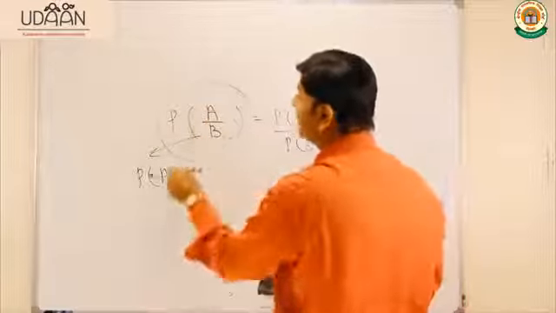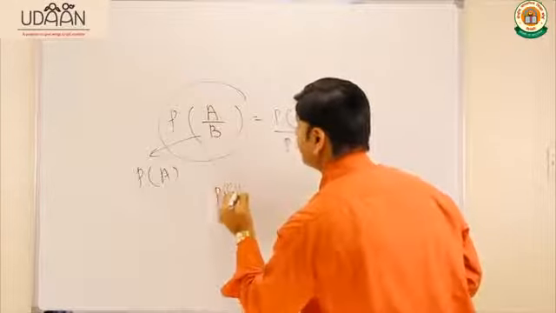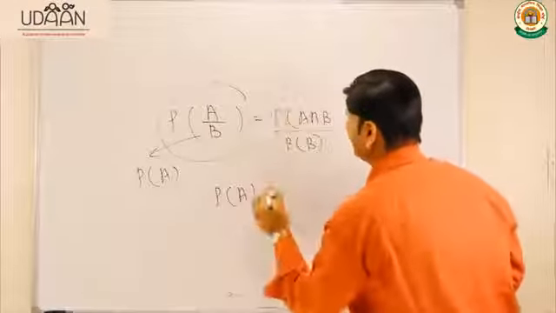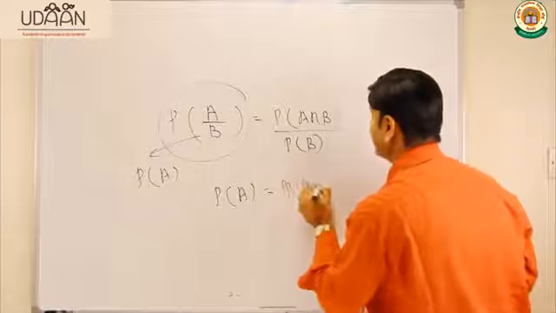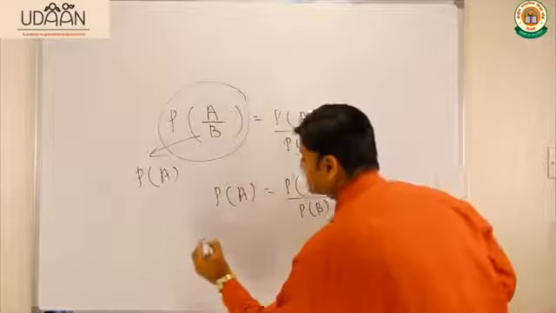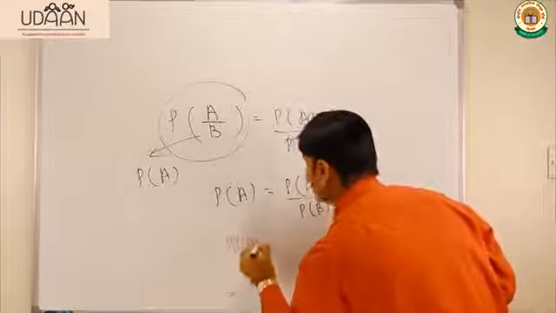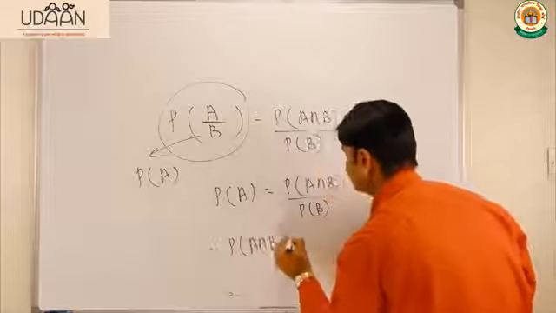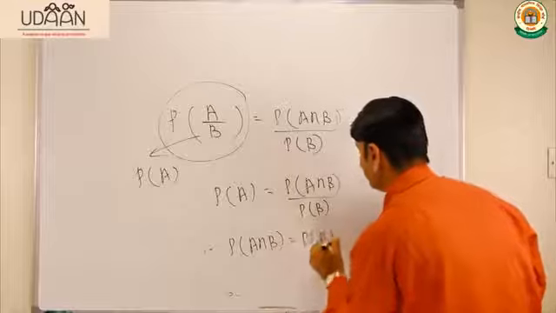So if I modify in this way, now our formula will turn to P of A is equal to P of A intersection B upon P of B. If I cross multiply, then I get P of A intersection B is equal to PA into PB.